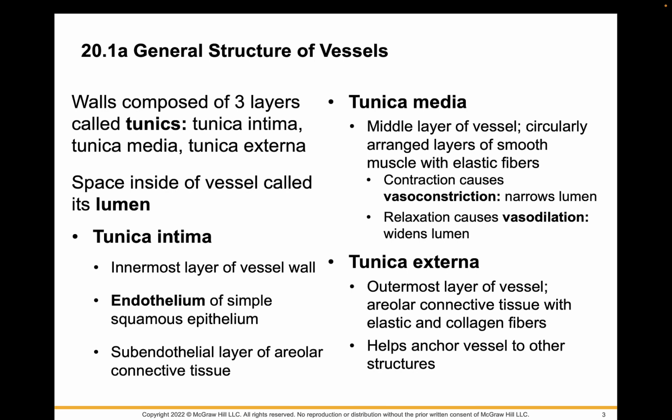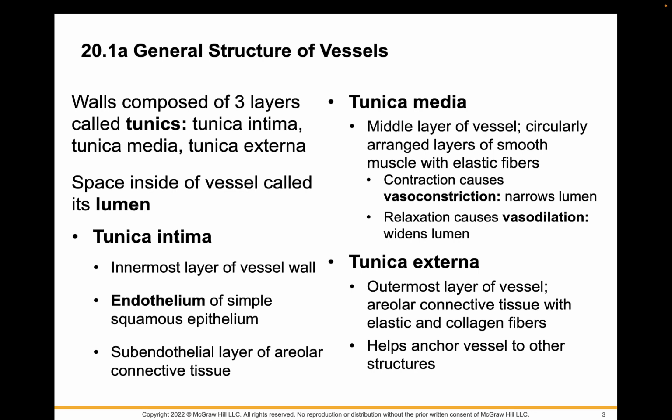The tunica media, that's going to be circularly arranged layers of vascular smooth muscle. And this is important. So when this muscle constricts, we have vasoconstriction, which is going to make the lumen of the vessel smaller and also cause an increase in pressure. Whereas relaxation will result in vasodilation, this widens the lumen and we will see a decrease in pressure when this happens. The outermost layer is going to be the tunica externa, and this is just areolar connective tissue, and it helps to anchor vessels and other functions such as that.